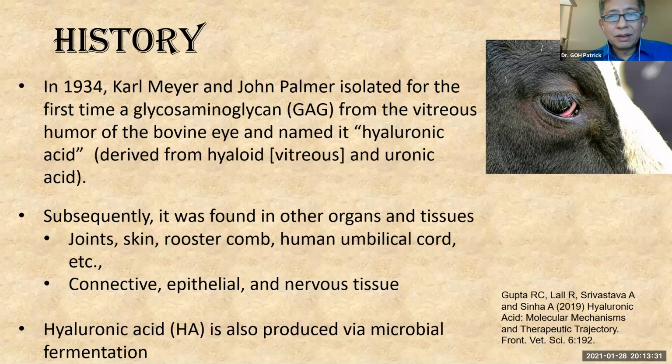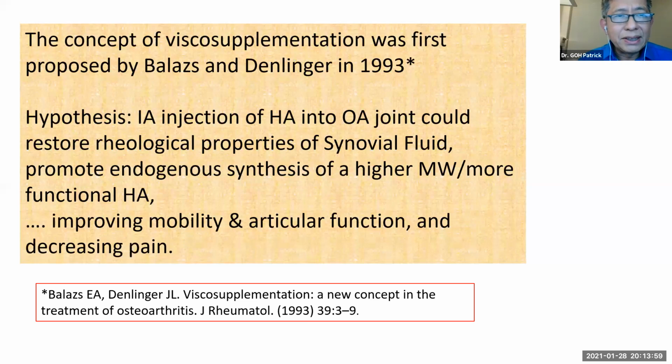A bit about the history of hyaluronic acid. It was actually discovered for the first time in 1934 in the bovine eye, and it's a glycosaminoglycan, and they named it hyaluronic acid. Subsequently, it was found in other organs and tissues and so on. And it can also be produced via microbial fermentation. The concept of viscosupplementation, however, was started only in the 90s. It was first proposed by Balazs and Denlinger, in this article in the Journal of Rheumatology.